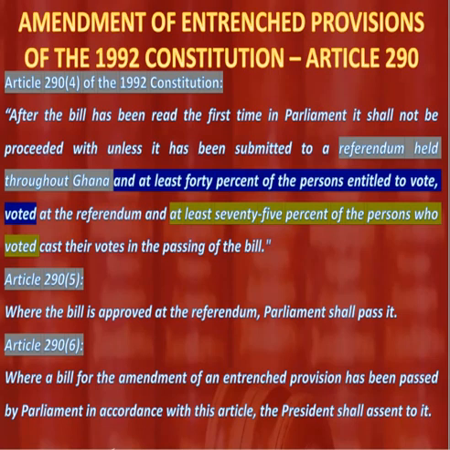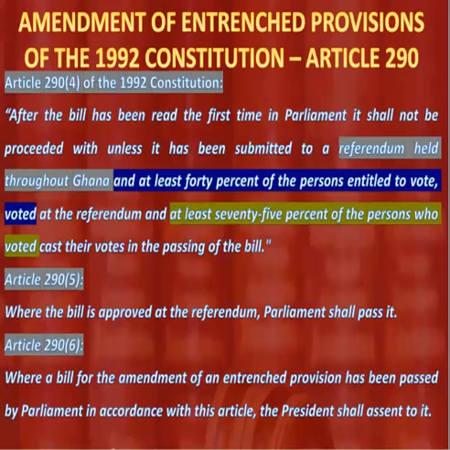Now, after the bill has been approved at the referendum, the next point is answered under Article 290, Clause 5 of the Constitution. It says that where the bill is approved at the referendum, Parliament shall pass it. Parliament, you don't have an option, when the people of Ghana throughout the length and breadth of the country vote at the referendum to pass it.